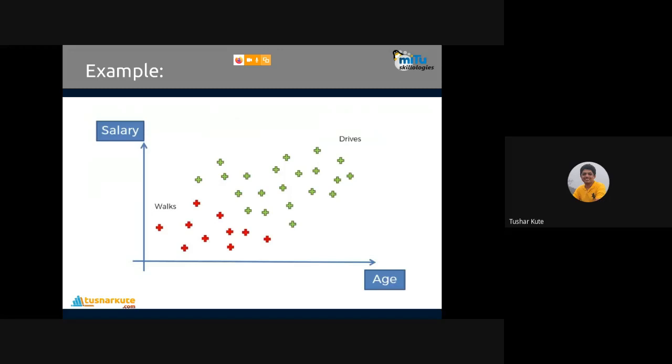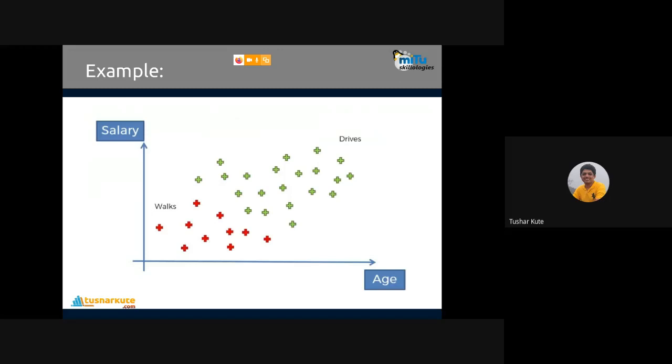Some employees of the company are present, and a few of them have their own car. A few employees do not have their own car. So some employees come to the office by driving their own car, and some come to the office by walking. They don't have a car.